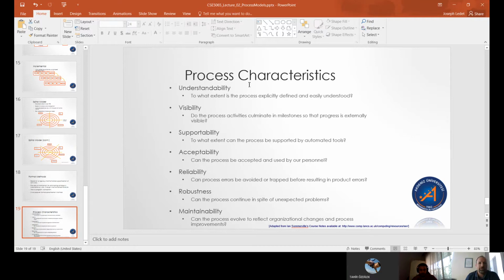Okay. So some of the process characteristics, if the process is not understandable, if you don't have employees that understand how the process works, then it's going to be a problem. All right. Visibility, supportability. Okay, what tools do we have that are allowed to be able to support them? I talked earlier about configuration management, about this.